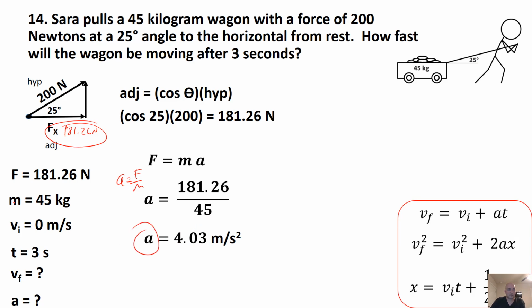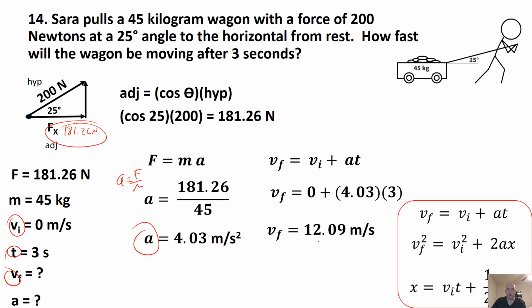Now we can use our givens that we have here, the Vf, Vi, t, and a. And we pick this equation because this is the one that has all those variables. And we can plug in the variables, and we finally get an answer of 12.9 meters per second.